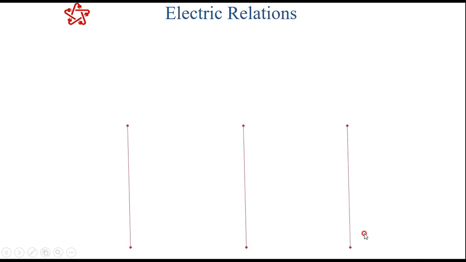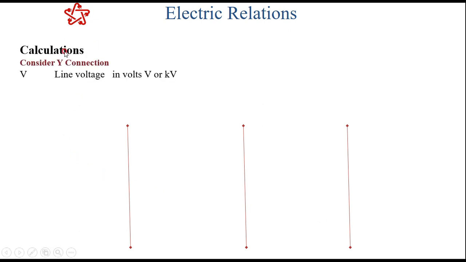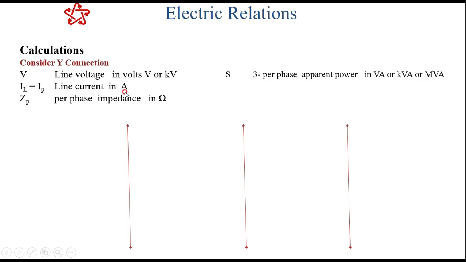I am extending the calculations to a three-phase system. Just look into this. I am considering here a star connection. Once again, V is the line voltage, line to line, measured in volts or kilovolts. And IL is equal to IP because it is a star connection. The line current is equal to the phase current, measured in amperes.